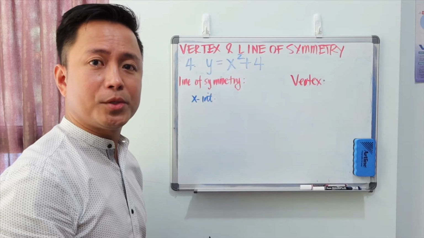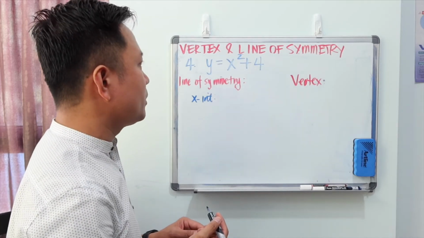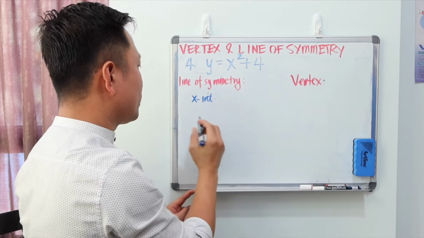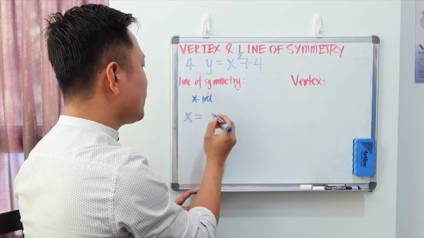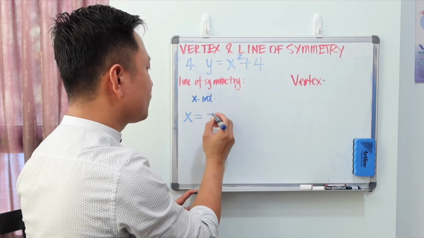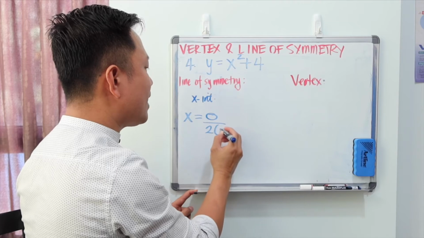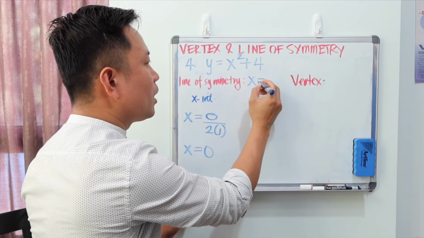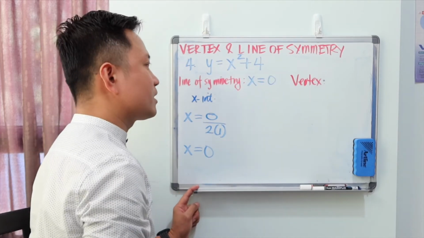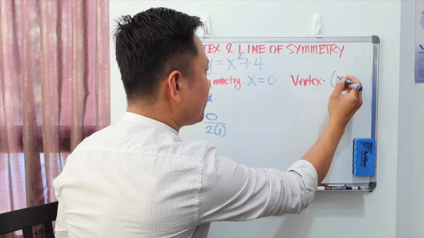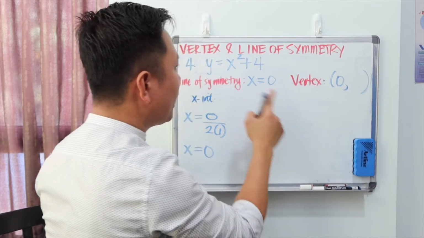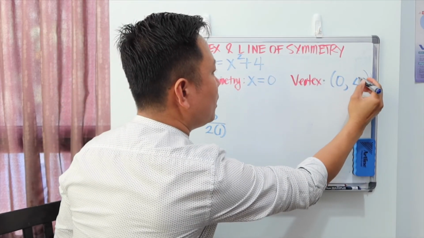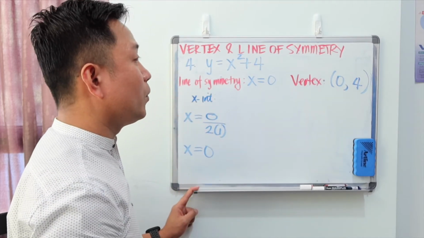Our question 4 is y equals x squared plus 4, which means that our a value is 1, b is 0, and c is 4. So in solving for the line of symmetry, we have negative b, which is 0, over 2 times our a value, which is 1, which means that the line of symmetry is x equals 0, the same thing as the y-axis. Again, solving for the vertex, we substitute x is 0, and we have 0 squared plus 4, so we have here a vertex at 0, comma 4.